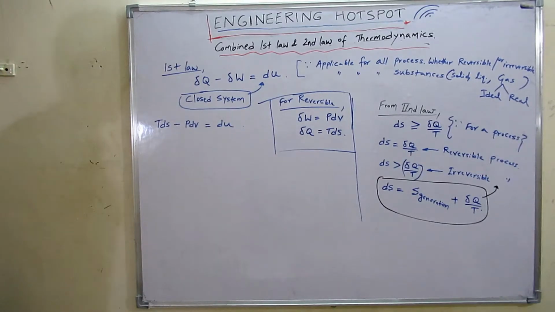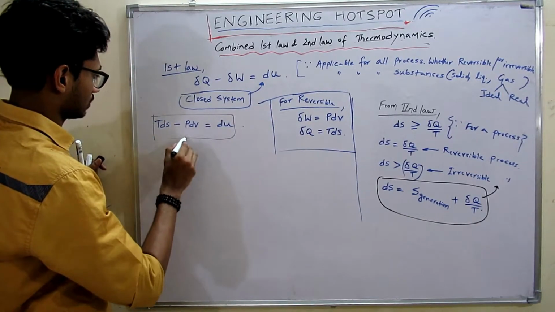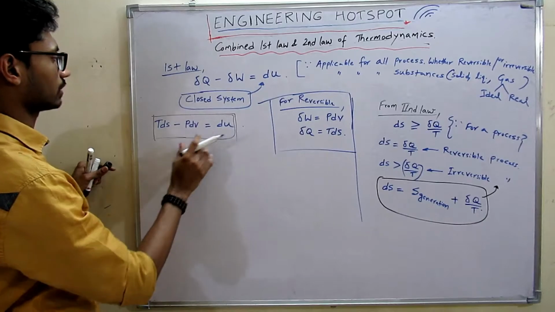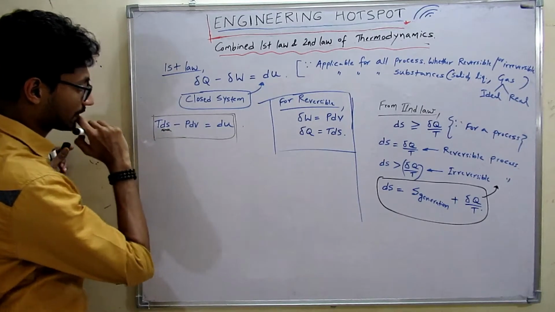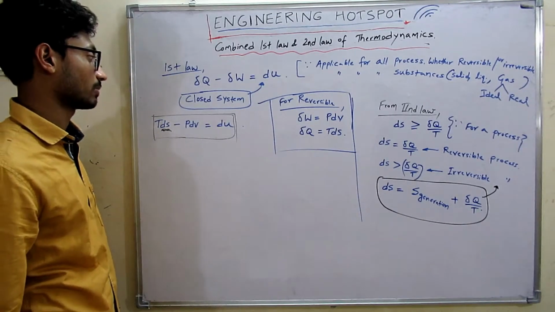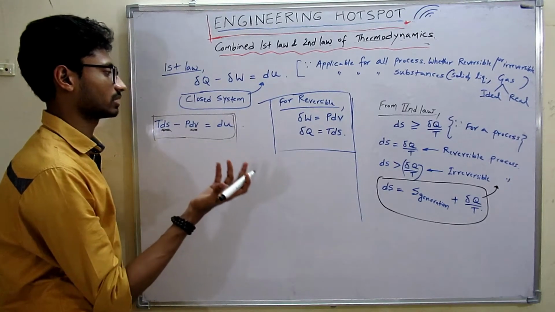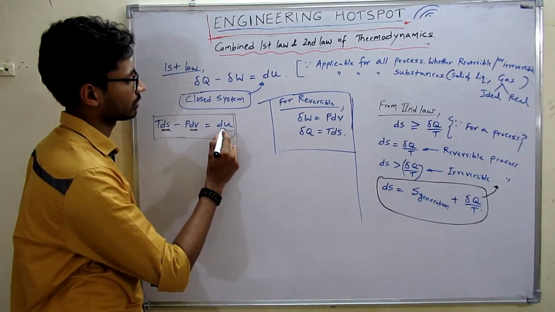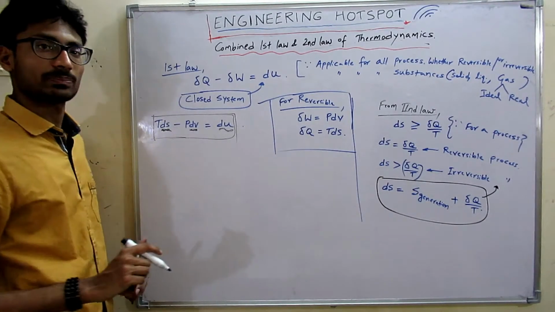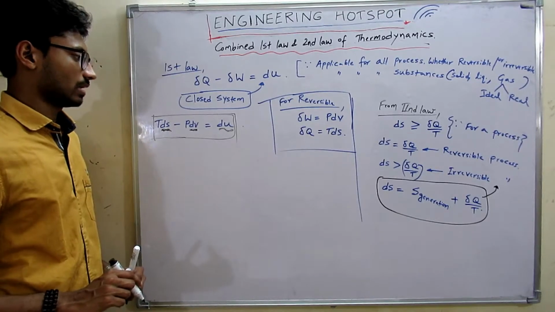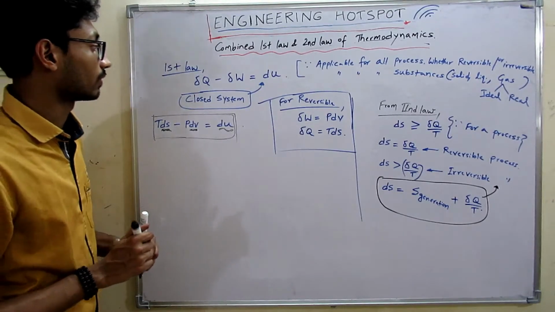Now, if you observe this equation carefully, look at each expression in this equation. You will see this dS, change in entropy, is a property since it's a point function. dV is also a property. It depends only on the initial state and final state. And dU is also a property. So all the things in this equation are properties. It is independent of path, so it is applicable for all the process.